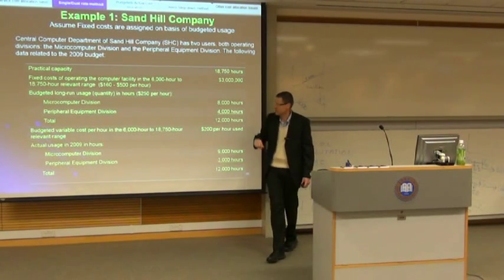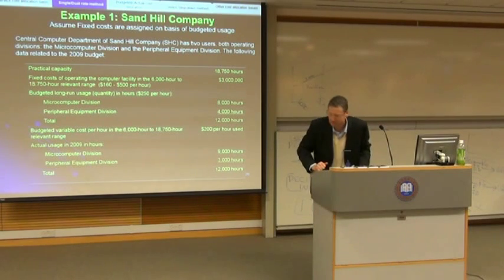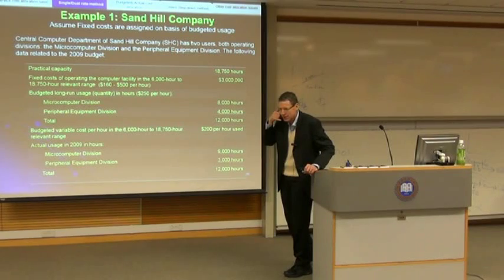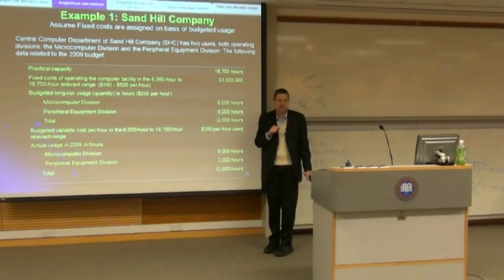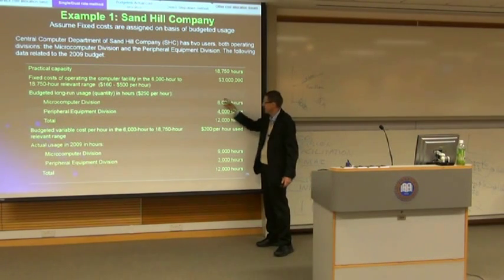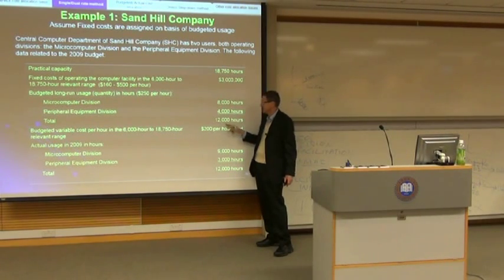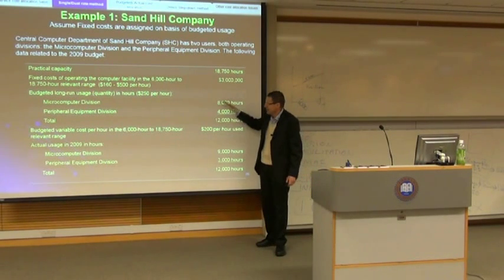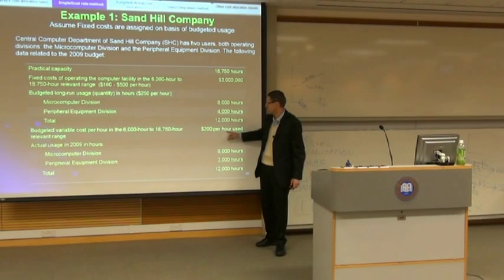Let me bring up the peripheral division. Mr. Division Manager, how many hours are you going to use in the coming year? 4,000 hours. Okay, thank you. So we log in 4,000 hours for the other division manager. Now the IT department knows that they have to have capacity for 12,000 hours. They have 18,000, so it's within capacity.